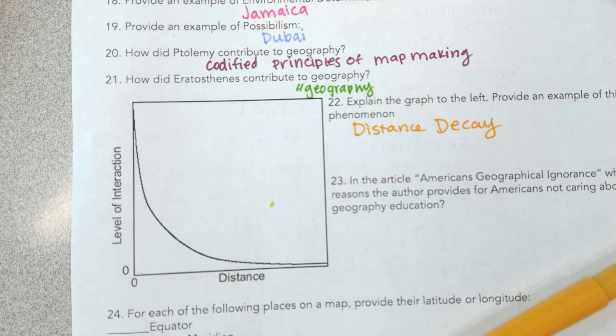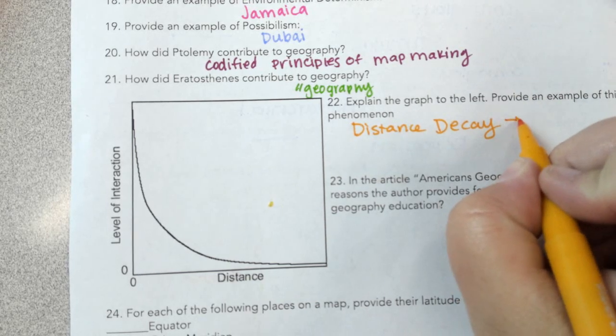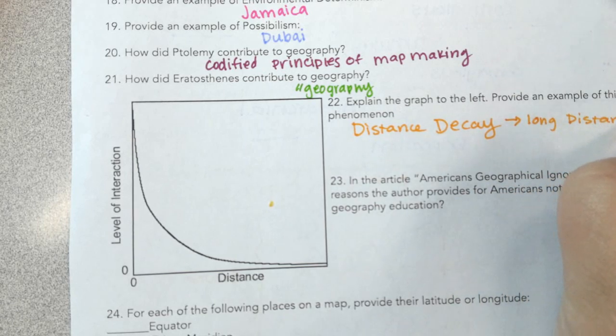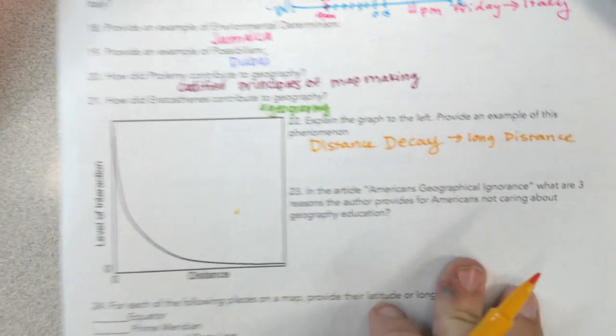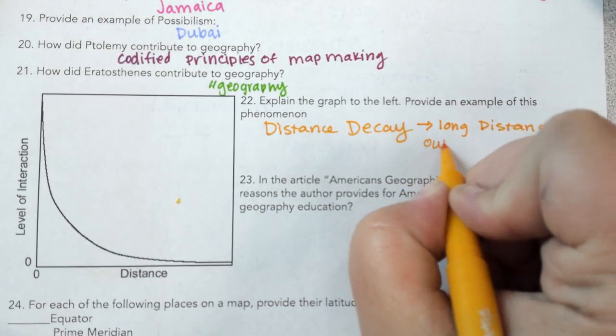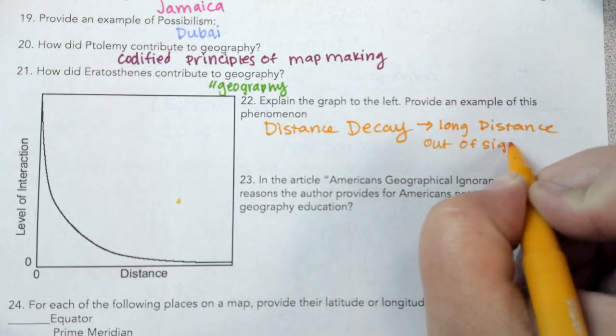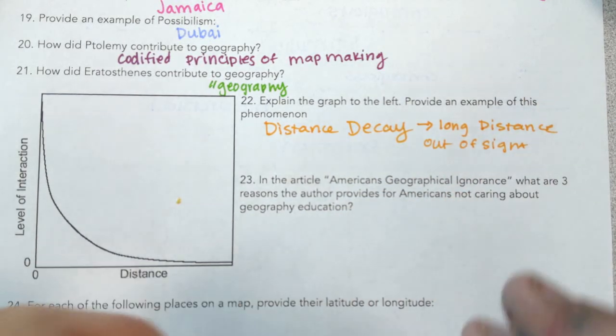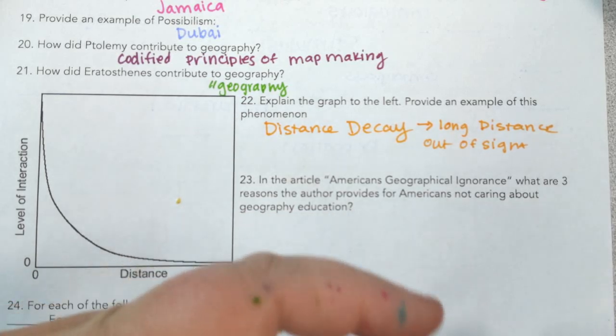Distance decay. The farther away someone is from another, the less likely the two are to interact. Contact diminishes with increasing distance and eventually disappears. This is kind of like the idea that long distance relationships end. If you've ever heard the term out of sight, out of mind, distance decay means the further you are away from someone, the less contact you are to have with them.